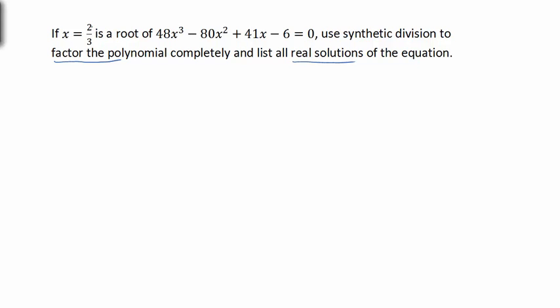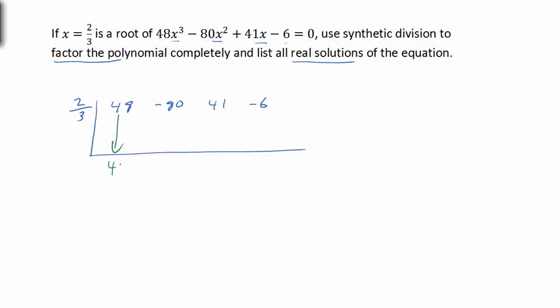So if we're going to start off with x equals 2/3, they tell us that is a solution. So we're going to divide by our 2/3 out front. And then we want our coefficients here in descending order. So we have x cubed, x squared, x, and then our constant, negative 6. So we're going to bring down the 48, negative 80, 41, and negative 6.